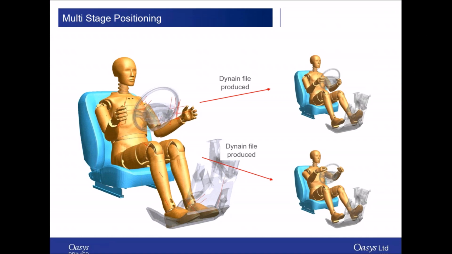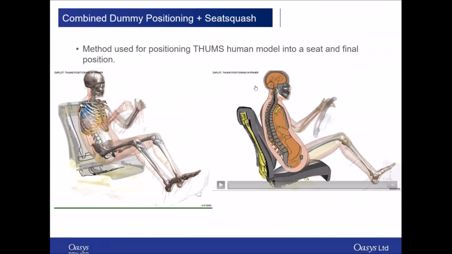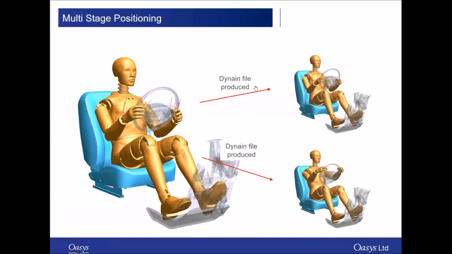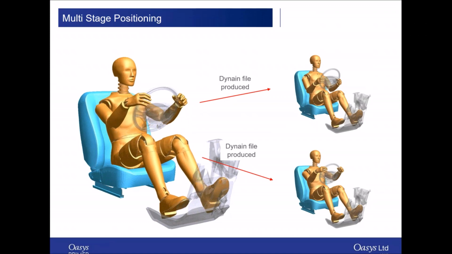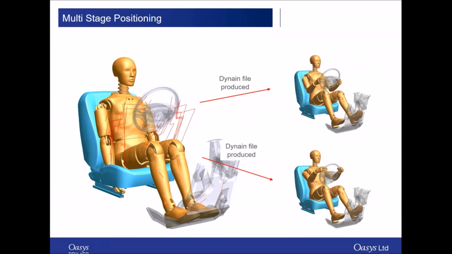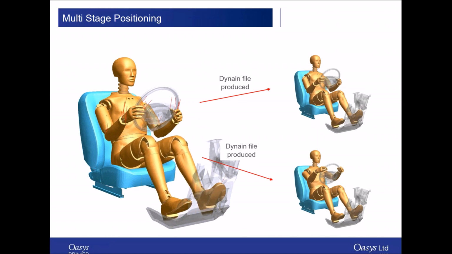So it's very possible now to produce one analysis and get multiple final positions out of that one analysis, because these analyses can take a reasonable amount of time to run. So it's good that you can get multiple final positions out at the end of those analyses. And then that means you can set up multiple crash analyses with your occupant models in slightly different positions.